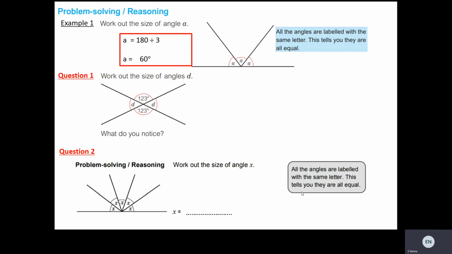Question 1. What will be D? Again, D showing twice. How would I get those answers? Try it out.